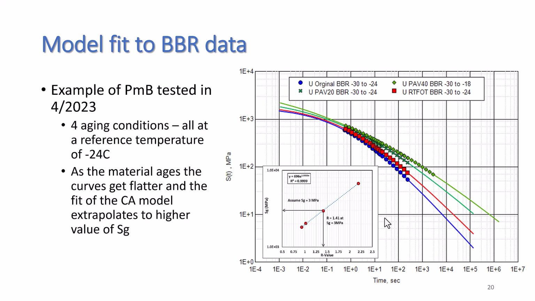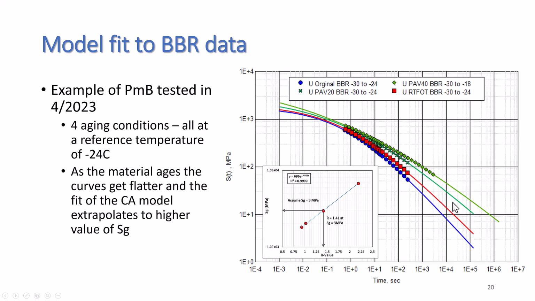So to finish with this, I've got a couple more slides to show on some of these calculations of R value and Glassy modulus. This is some data that we tested in April earlier this year. This testing was conducted in this case by Ergon or Paragon Technical Services down in Mississippi. And we have original binder, the RTFOT, PAV, and PAV40.